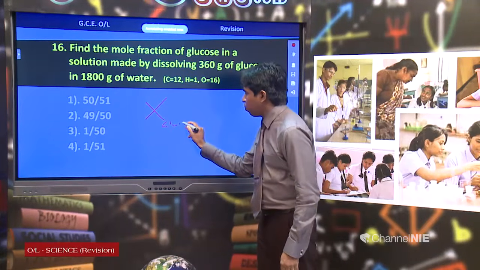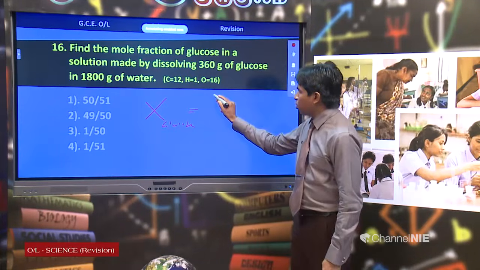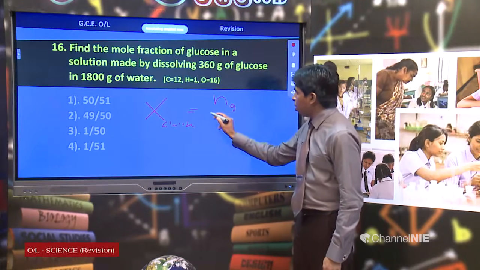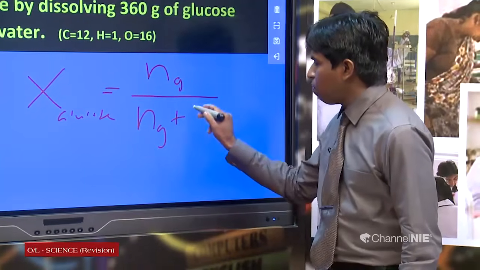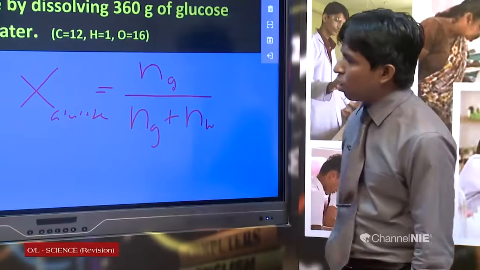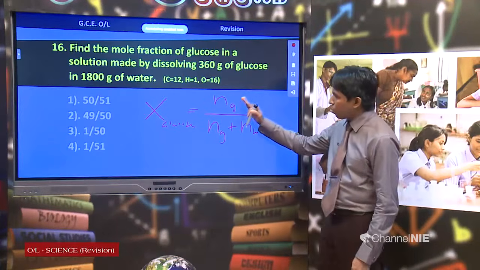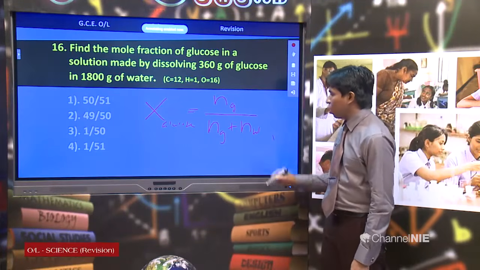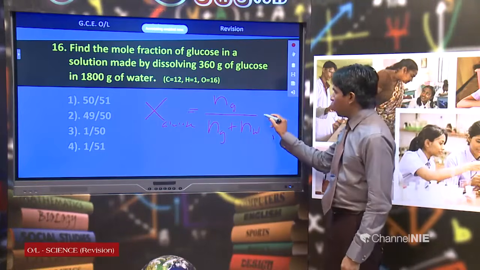When you find the mole fraction of glucose, you have to find the number of moles of glucose, I put here G for glucose, divided by number of moles of glucose plus number of moles of water. We call it total moles. Before you find the mole fraction, you have to calculate the number of moles of glucose and number of moles of water. Then you can get the total moles of the solution. So, how to find the glucose moles?